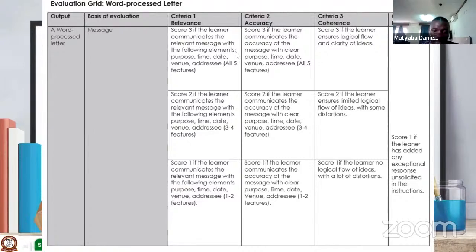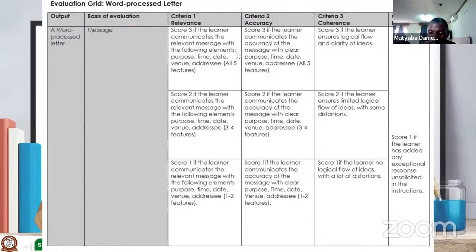Then you gauge. The addresser's address should come first and should be on the right or on the left. Is it on the left? Then you go back and check on the learner's work. There you're checking the logical flow. You said the date comes first before the salutation. Is it what the learner has done?